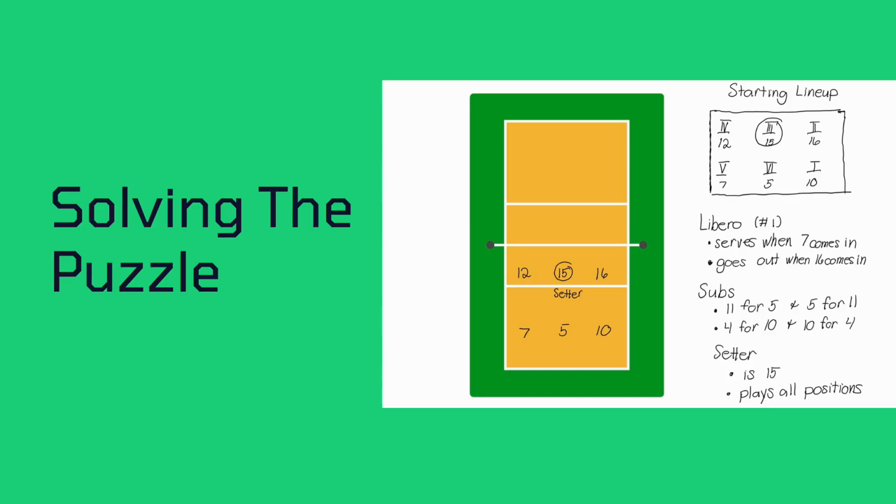The libero is going to serve when number 7 comes in, and our libero is going to go out when 16 comes in. So 7 and 16, the libero will be all connected in libero replacements. They will have a couple of substitution patterns they'll make throughout this set. 11 will eventually come in for 5, and 4 will eventually come in for 10, and vice versa. And we've already mentioned that our setter is number 15 and will play all positions.